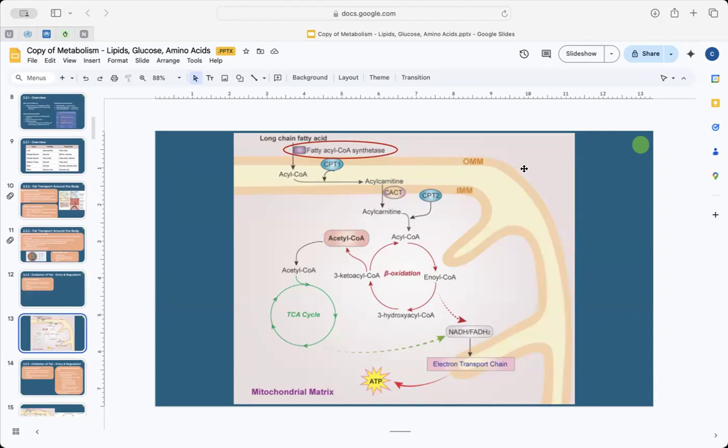So this is the mitochondria, and where they've placed it on this diagram that I got from online is supposed to represent that this enzyme is in the cytosol.